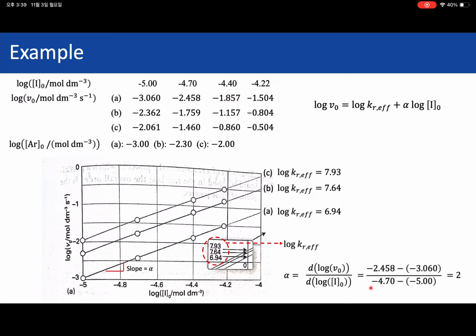So then actually we can easily find that if you pick any two data points within the same concentration of argon, you should get the same answer. And now we know that the order of the reaction for the iodine is 2. So now we need to find the reaction order for the argon. The way we can find that is using the data points for the effective rate constant that we have obtained from this graph.